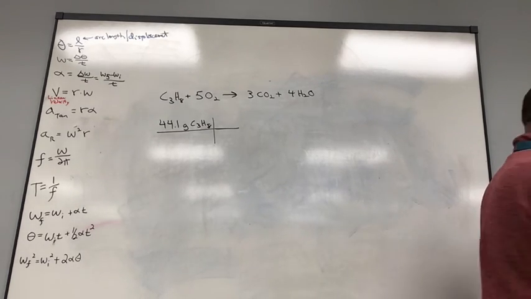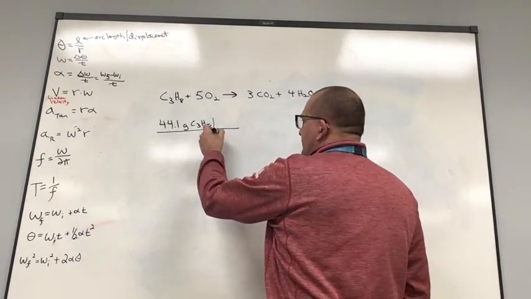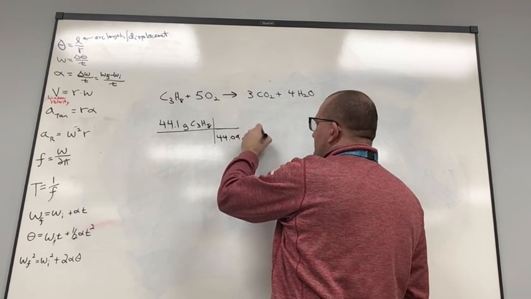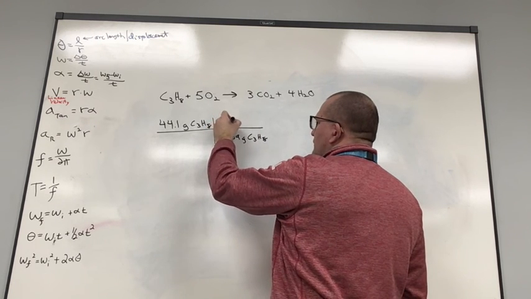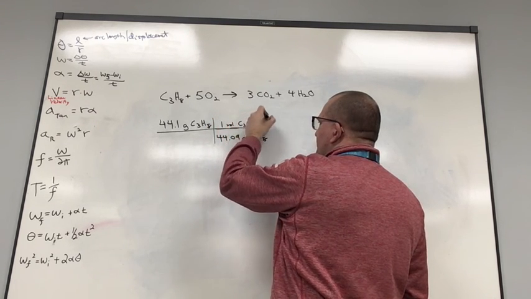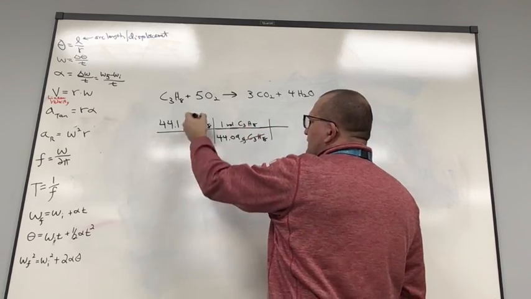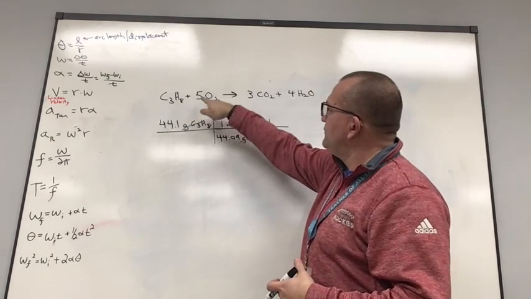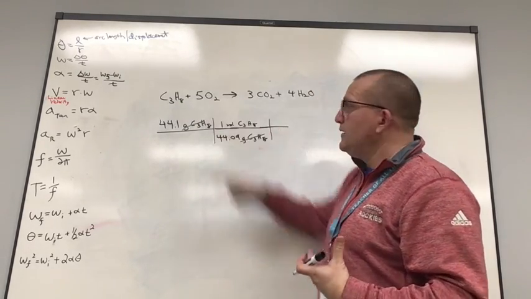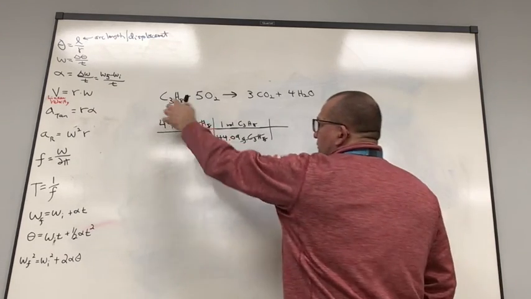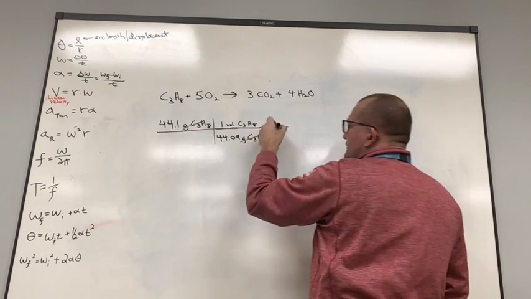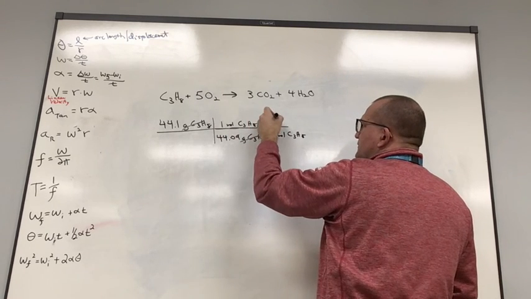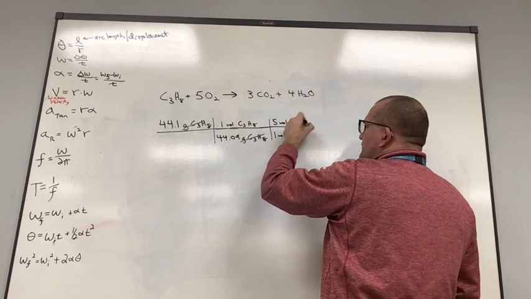So the molar mass of C3H8 is 44.09. So I go 44.09 grams of C3H8, 1 mole of C3H8. Okay. Now this is the part that we did before. So we want to go from moles of where we start to moles of where we finish. So to do that, I start with this. There's a 1 in front. So I go 1 mole C3H8, and I'm going to finish with O2, 5 moles of O2.